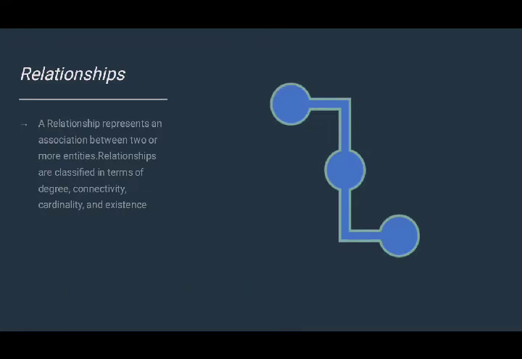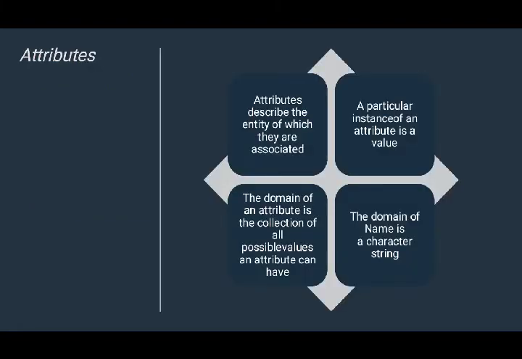Relationships. A relationship represents an association between two or more entities. Relationships are classified in terms of degree, connectivity, cardinality, and existence. Attributes. Attributes describe the entity with which they are associated. A particular instance of an attribute is a value. The domain of an attribute is the collection of all possible values. An attribute can have a domain. The domain of name is a character string.